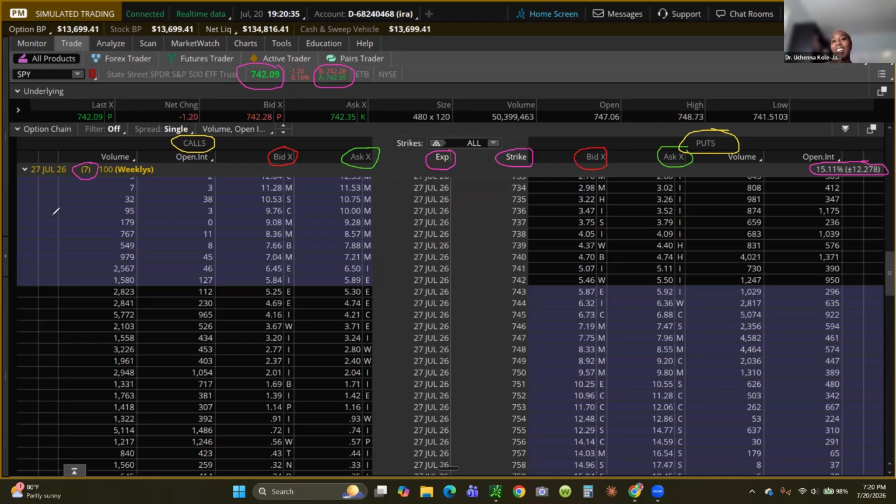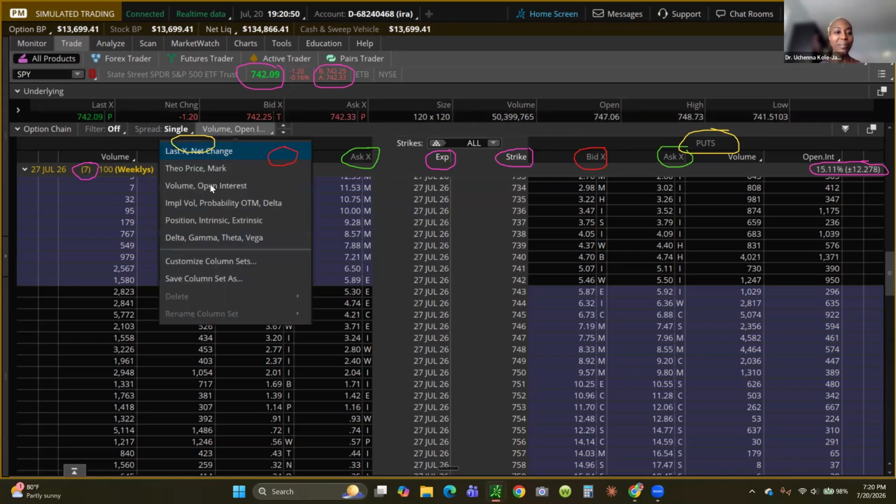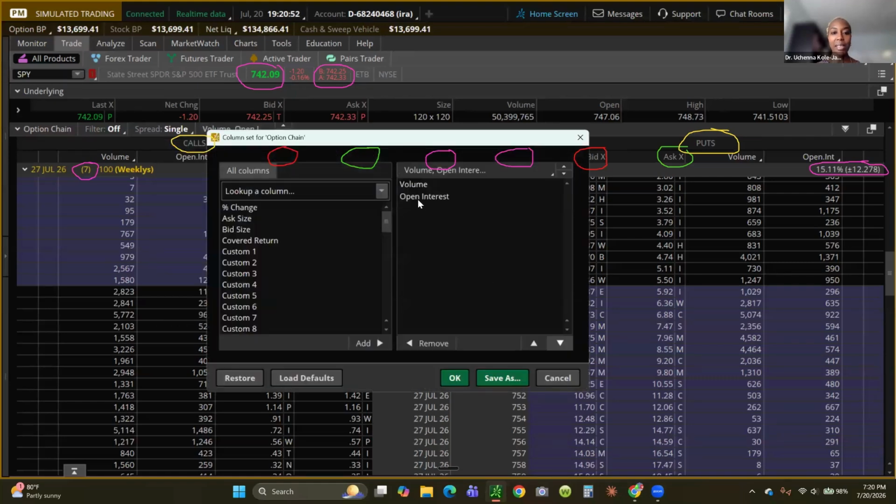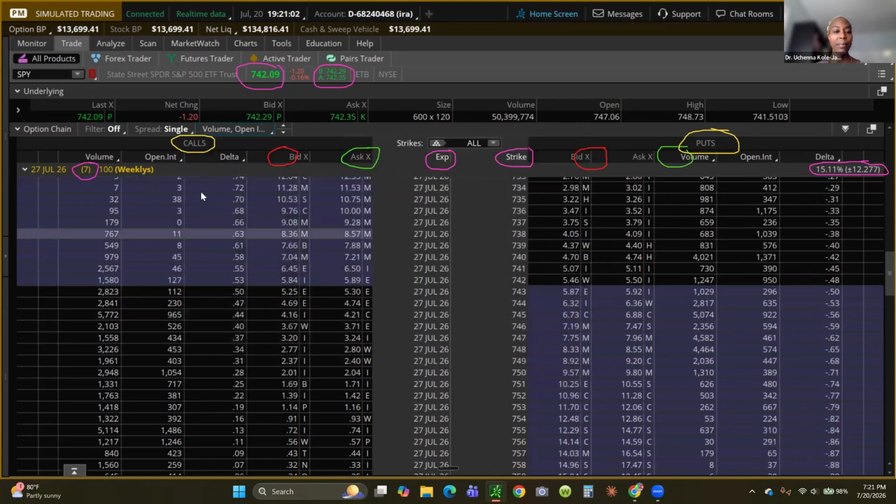So what is another terminology that I can use that shows you the percentage of my option being in the money? Remember, delta. So let's customize this. Right now I have volume and open interest up that I'm going to talk to you about. I also want to add my delta. What is my delta? My delta is the percent probability of my option being in the money on expiration.